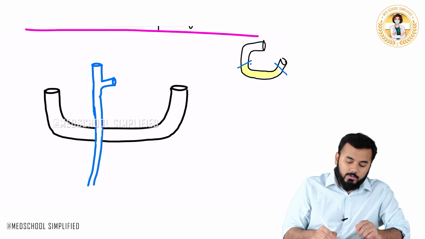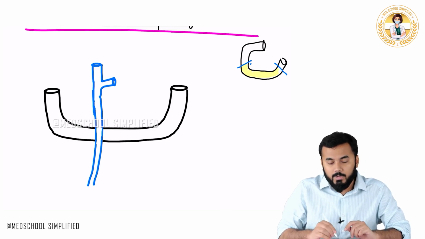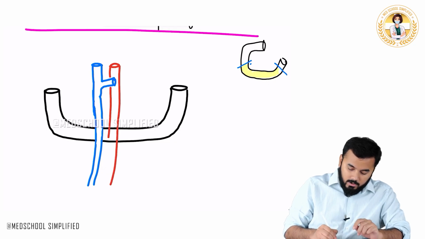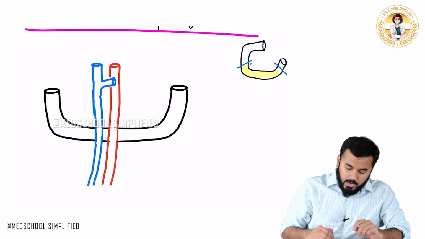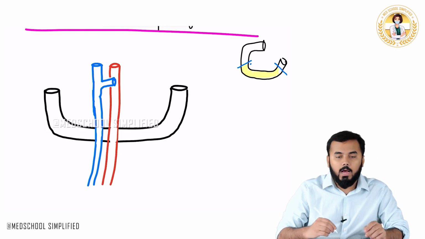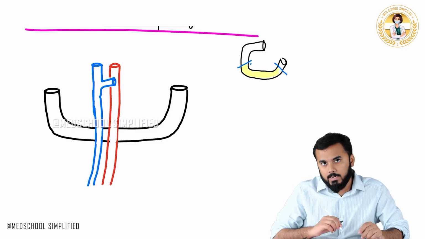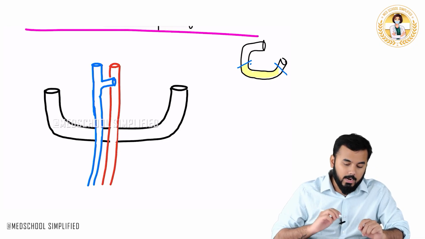Next, along with the superior mesenteric vein, we should also have the superior mesenteric artery. So this artery which is going down all the way like this, along the superior mesenteric vein, is called the superior mesenteric artery. These are the superior mesenteric vessels, which include the superior mesenteric vein as well as the superior mesenteric artery.